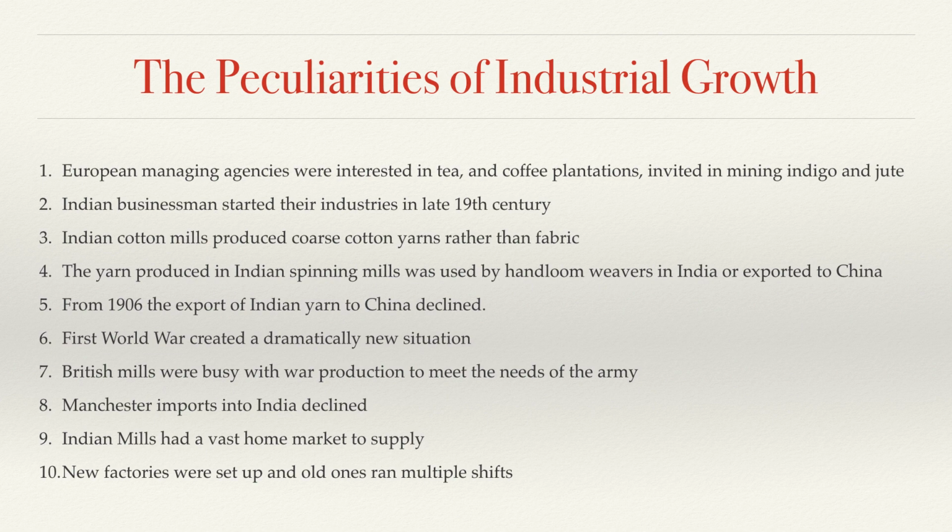Now we see the main features of industrial growth, the peculiarities of industrial growth. First of all, the European managing agencies were interested in tea, coffee, plantation, mining, indigo and jute. Indian businessmen started their industries in late 19th century. Indian cotton mills produced coarse cotton yarn rather than fabric.